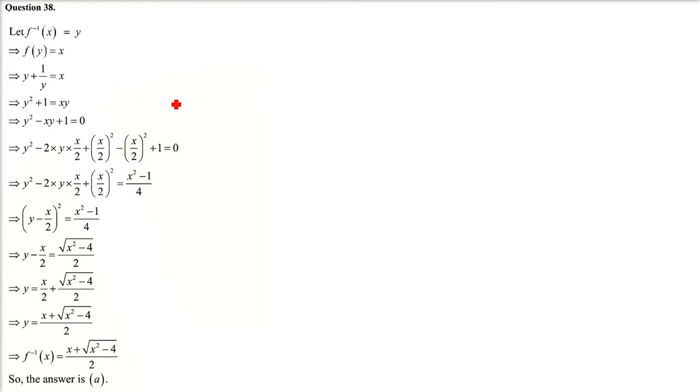This is, in my edition, question number 38. It may vary in different editions. So f from 1 to infinity to 2 to infinity. So domain and range are given. Domain is 1 to infinity. Range is 2 to infinity. This is very important because you will see just now. This domain and range is important.